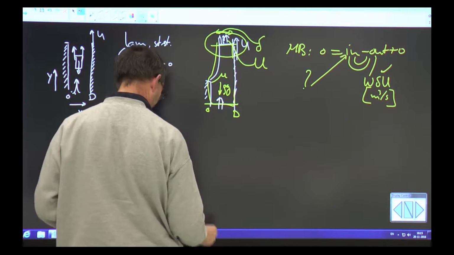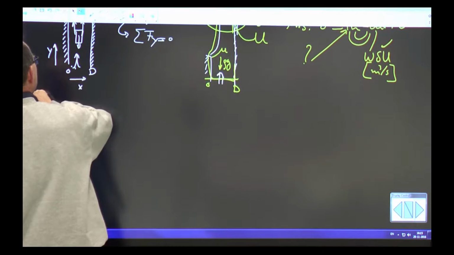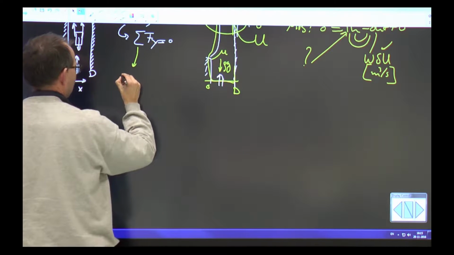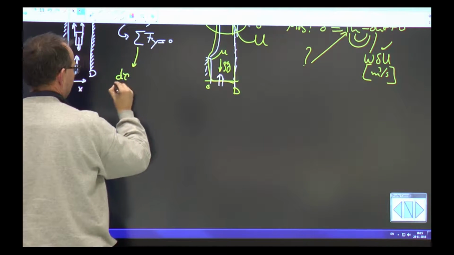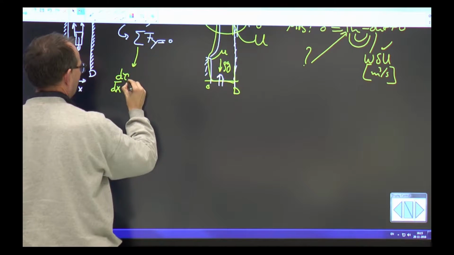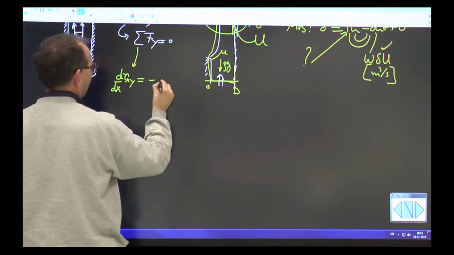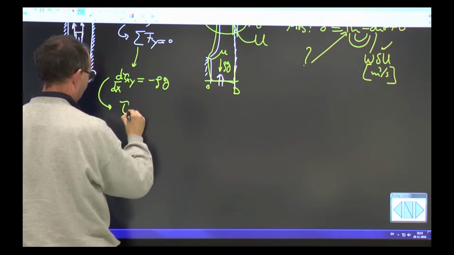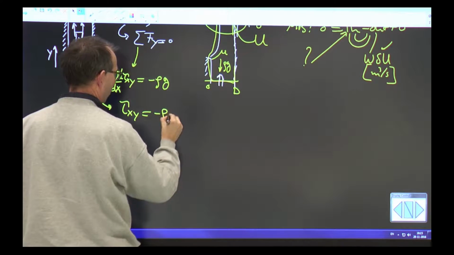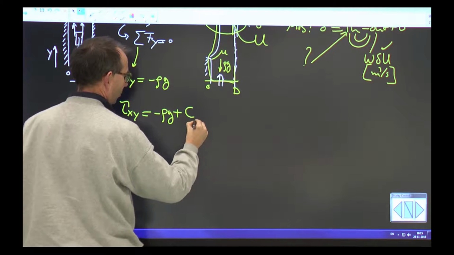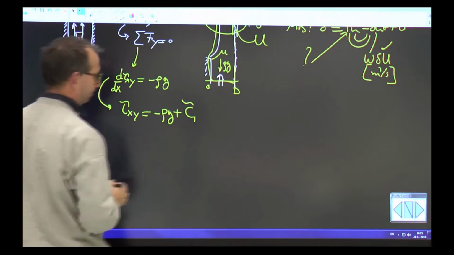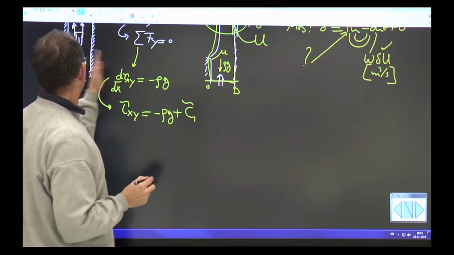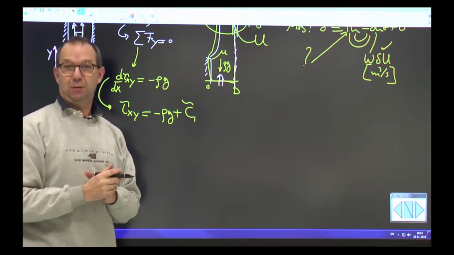Okay, let's do that. Make a little bit more space. We solved this. That's to say, we backed out that the derivative of the shear stress equals minus rho g. And thus, integrating it once, the shear stress itself is minus rho g x plus some constant C1 that I give a tilde on top of it. Unknown. In the previous example we had a boundary condition, but now we don't have a boundary condition on top. We have two velocity boundary conditions.